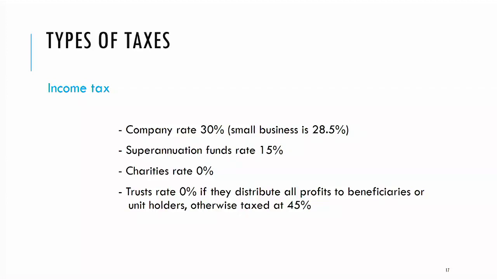If the trust distributes all 100% of the profit to the trust holders, then there is no tax on the trust. But then I pay. That's your income, and you have to pay tax on your income.